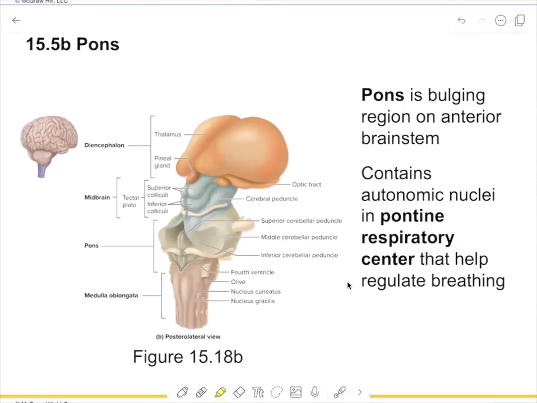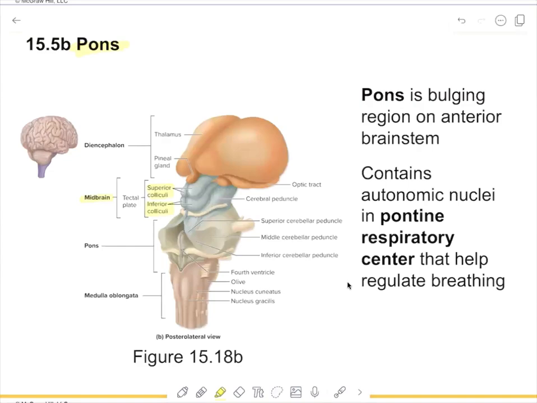The middle section of the brainstem is the pons. So the superiormost portion that we've already learned about is the midbrain, which contains two bumps called the superior colliculus. These are the visual reflex centers. Inferior to that is the inferior colliculus, which are the auditory reflex centers. And collectively, all four of those make up the corpora quadrigemina.